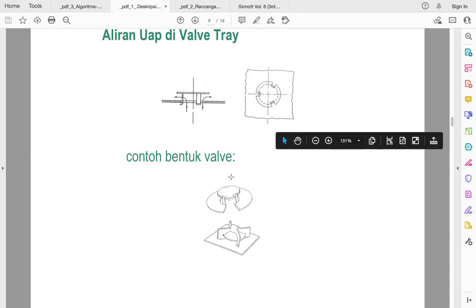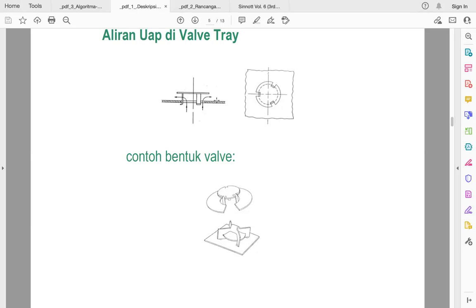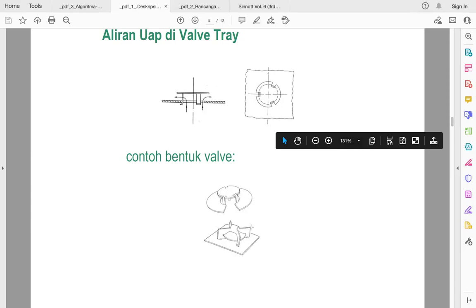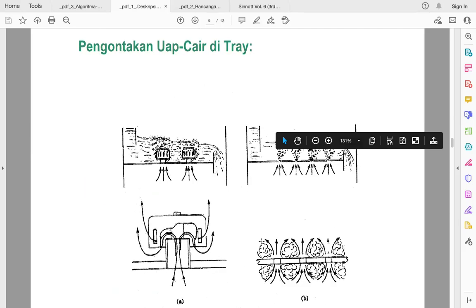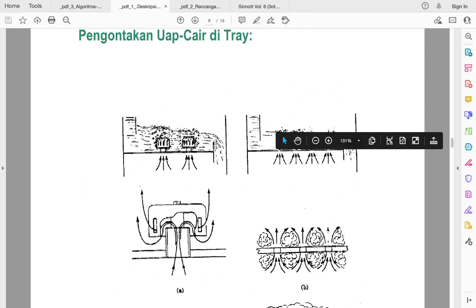But the drawback of the valve tray is that it will require quite some pressure from the bottom, so it will leave quite a good pressure drop. So we have to compensate for that pressure drop. This is an example of a valve like this. Okay, so this is an example.